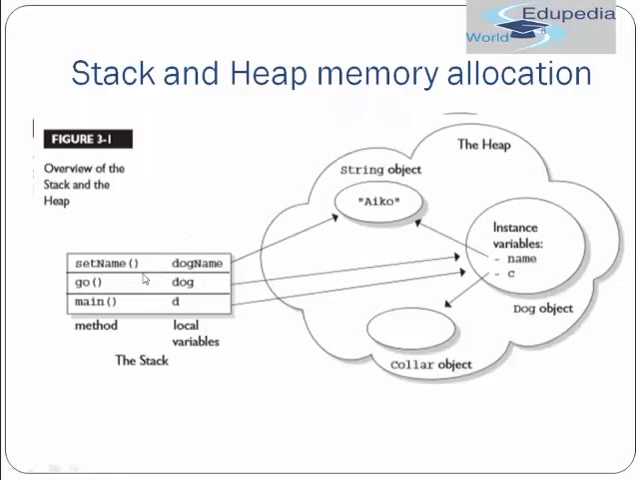As soon as you come out, setName disappears from the stack and dog name also disappears from the stack. But ICO will still remain because it is in the heap and there is a variable pointing to it. So although this reference is gone, there is still a reference, so this object will still be there and it will not be ready for garbage collection because there is still some reference to it.